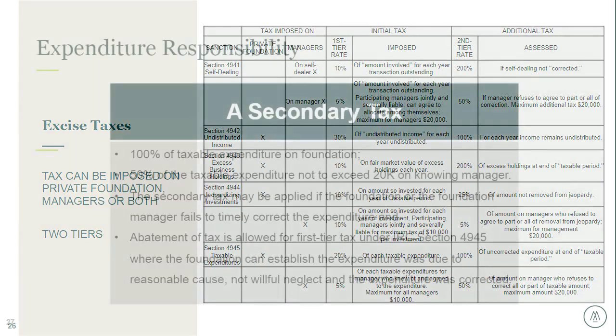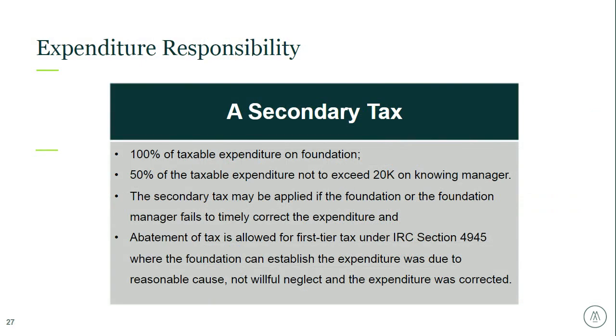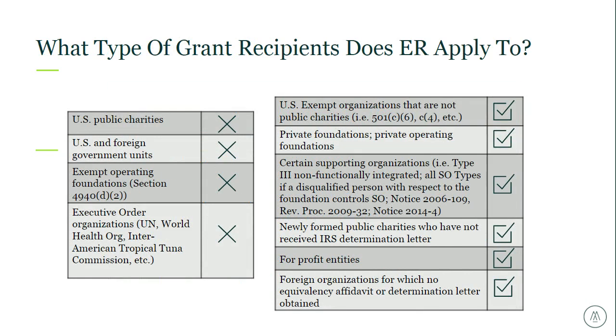For expenditure responsibility, this just gives you a little insight. If you don't exercise this, there is secondary tax involved there as well. And this just gives you, much like we did with self-dealing, what type of grant recipients does expenditure responsibility apply to? On the left, it does not apply to U.S. public charities, executive order organizations. On the right, you can see that list is much longer.